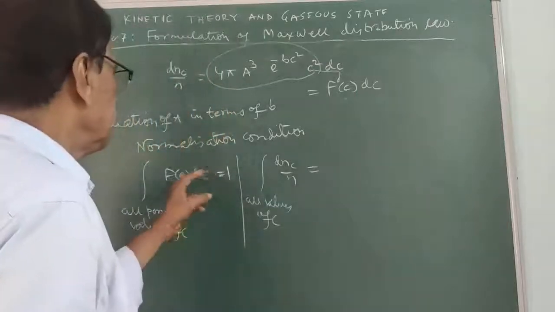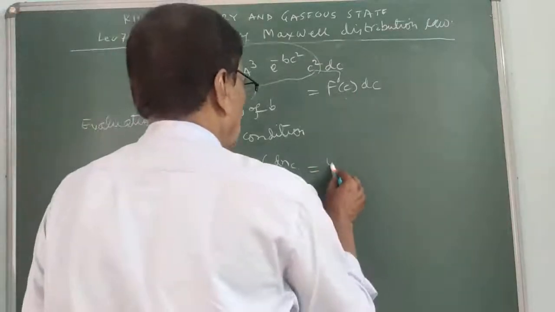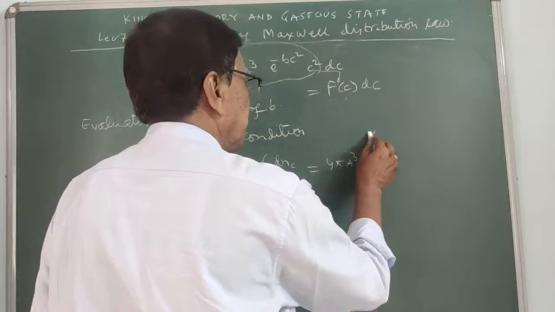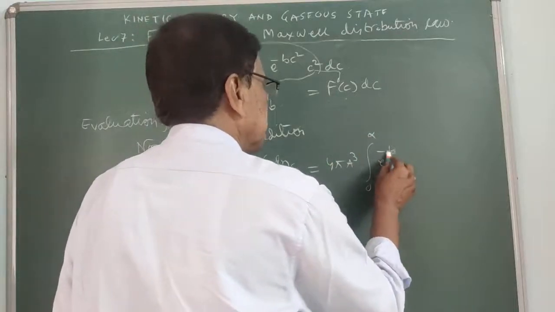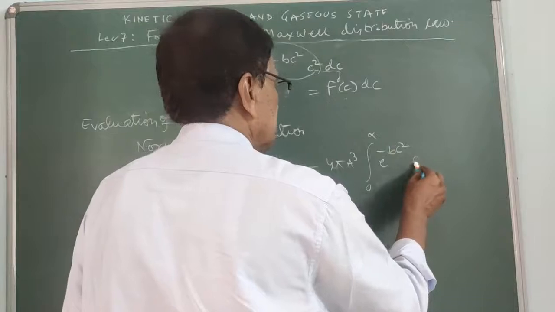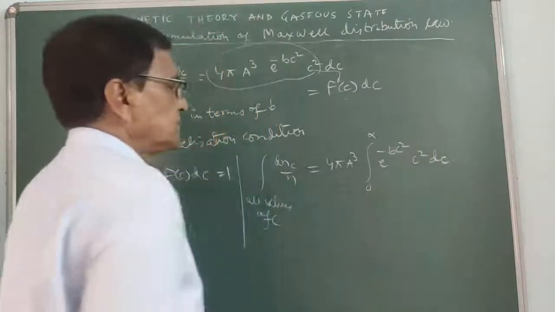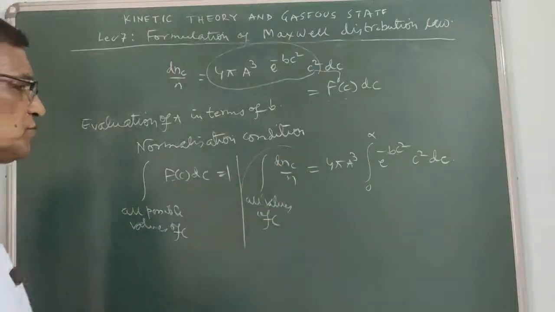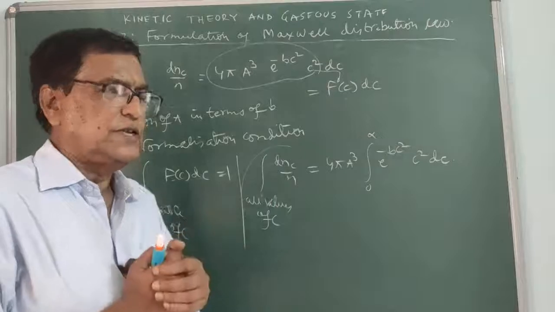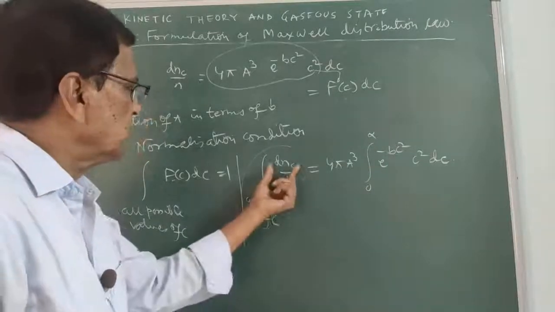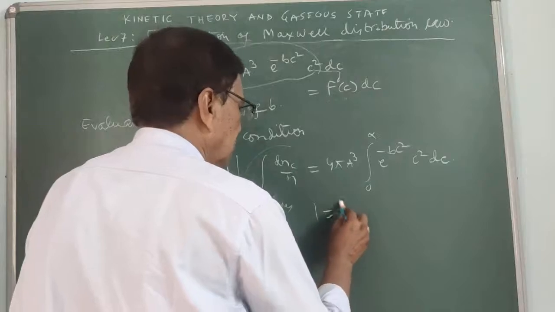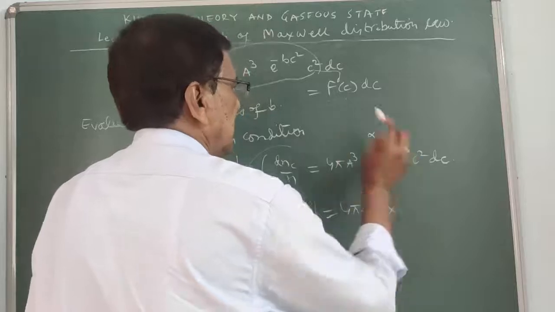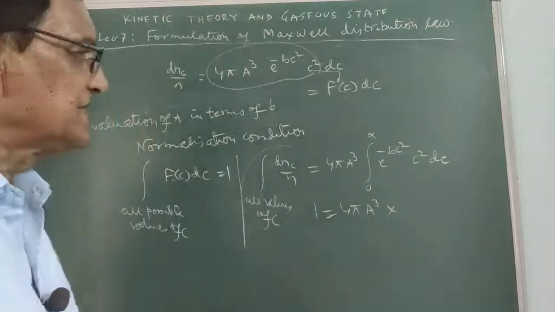and this is equal to, if you do this integration, 4 pi a cube, a constant, goes outside of the integration, 0 to infinity, e to the power minus b c square, c square dc. This is the fraction of the molecules having all possible values of c from 0 to infinity. So this equals 1. So 1 equals 4 pi a cube times this integration, which could be done very easily by using the gamma function.